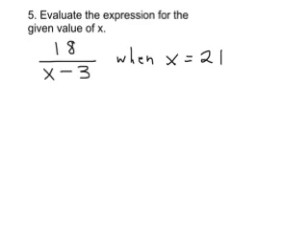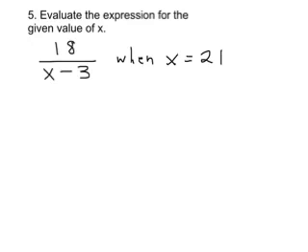Number 5, evaluate the expression for the given value of x. Okay, we have 18 over x minus 3. Now that fraction bar also means divide. So it's separated into 2 groups: there's the 18 on top and the x minus 3 on the bottom.